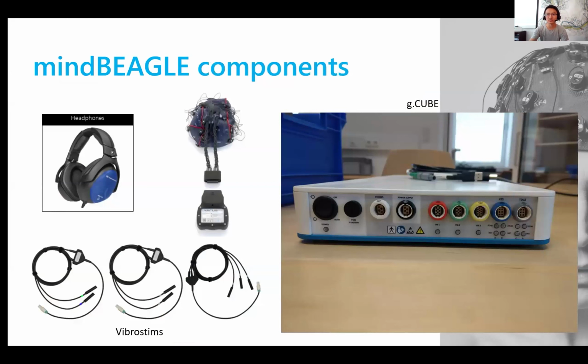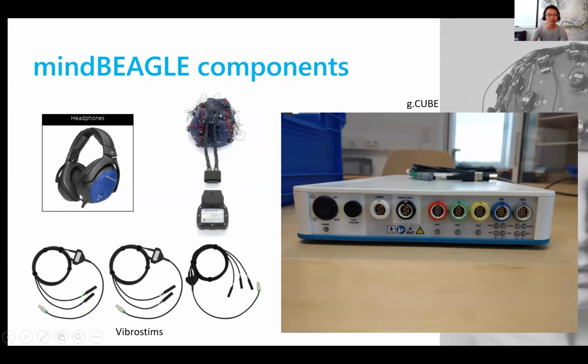Since not all the components are shown in the last slides, here are at least the mindBEAGLE parts. In the middle, it's the gelatinous, flexible. That's the EEG system we use to record the EEG data from the patient. It is a 16-channel EEG system which covers mostly the primary cortex and also part of the prefrontal and occipital regions.